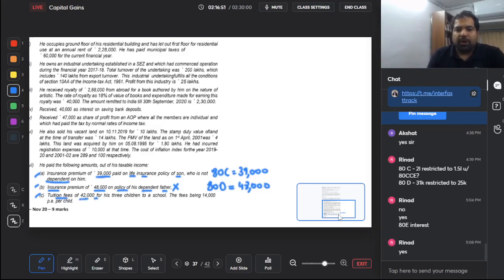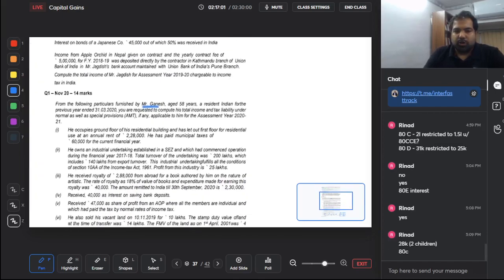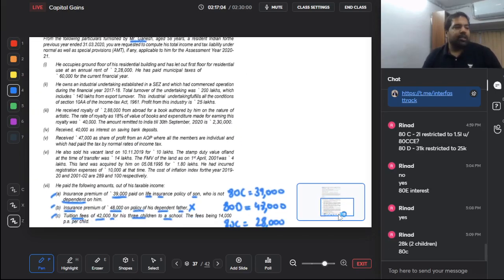Tuition fee of 42,000 for 3 children for a school. Here you can take only for 2 children under 80C, so you can take only 28,000. So this is how it is. Let's see if there's any hidden adjustment, you know, hidden adjustments for interest and for house rent. Oh, by the way, we forgot the deduction of 10AA, which we will discuss in 5 minutes. There is a 10AA deduction here.